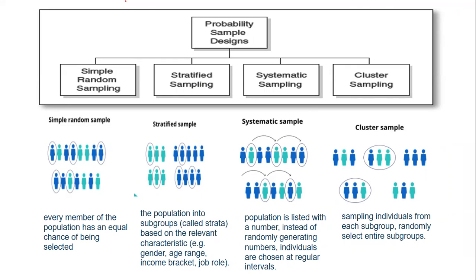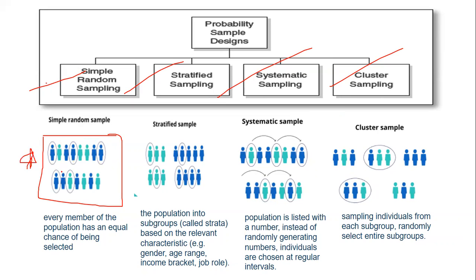So when we talk about probability sampling, we have simple random, stratified, systematic and cluster sampling. When we say simple random sampling, every member of the population has an equal chance of being selected. Out of this population, we do not know which sample will be selected. But once the population is aligned, it is 100% decided that every member has an equal chance of being selected, and that's called simple random sampling.